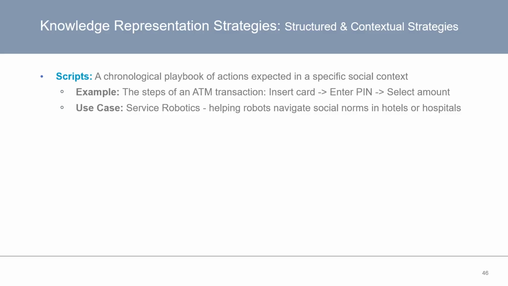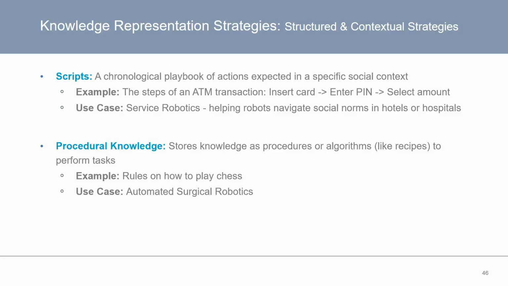Seventh, we have scripts, which are a chronological playbook of actions expected in a specific social context. For example, the steps of an ATM transaction, where we insert card, enter PIN, and select amount. One use case might be in service robotics, to help robots navigate social norms in hotels or hospitals.